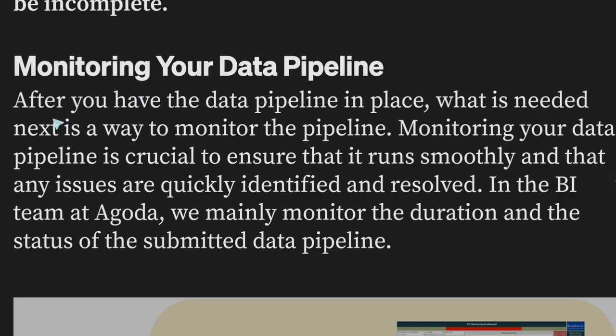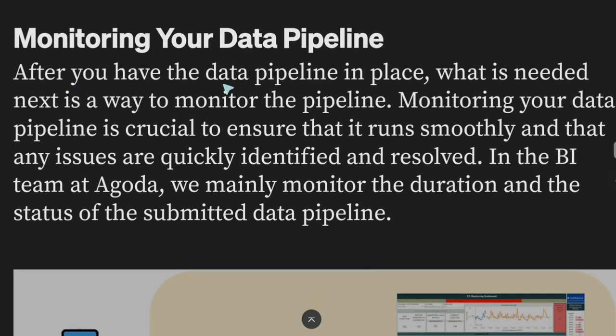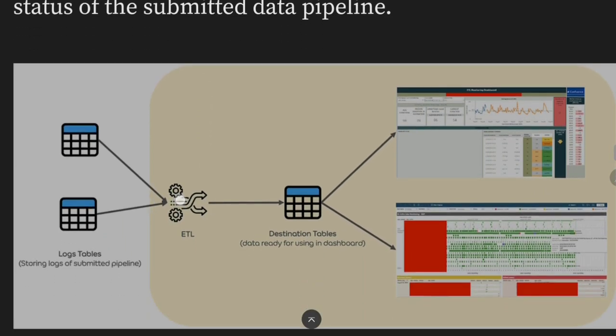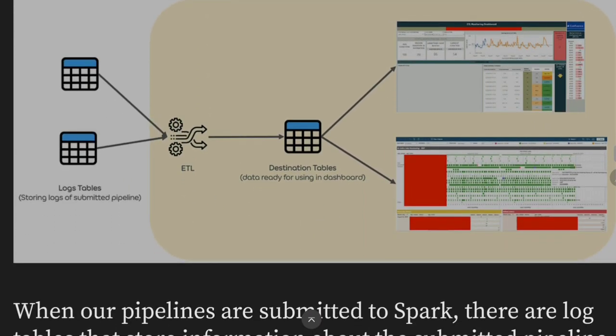Monitoring your data pipeline. After you have the data pipeline in place, what is needed next is a way to monitor the pipeline. Monitoring your data pipeline is crucial to ensure that it runs smoothly and that any issues are quickly identified and resolved. In the BI teams at Agoda, we mainly monitor the duration and the status of the submitted data pipeline. We see various monitorings.